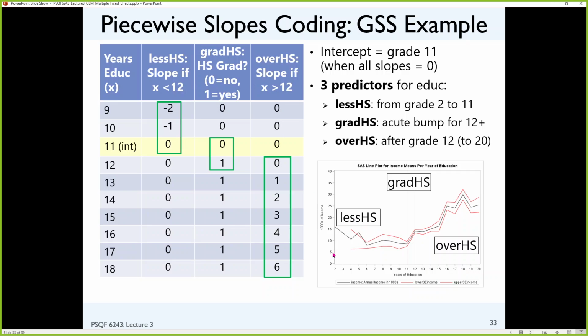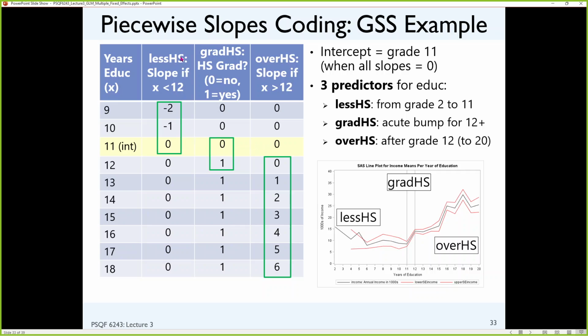The one that is going to cover grades 9 through 11, I'm going to name less HS, less than high school degree. The slope that covers the transition from 11th grade to 12th grade is grad HS, and then the last one covers the years over high school. So I'm building 3 new predictors that are going to replace years of education in the model. First question is, where do I want my intercept to be? I have to zero out all of these new variables where I want the intercept to be my reference point. So I'd put that in yellow here. I decided grade 11. Completely arbitrary, but I figured why not?